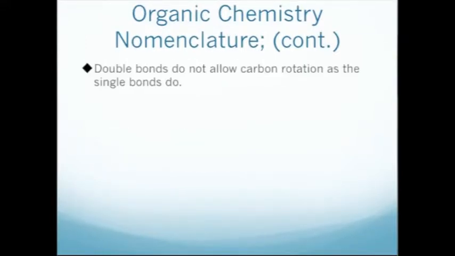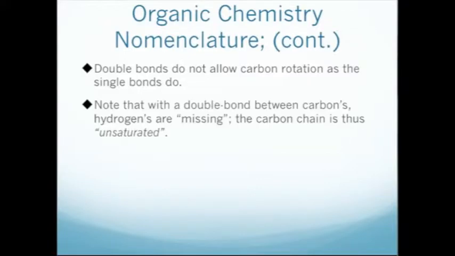Double bonds do not allow carbon rotation as a single bond does. The single bonded carbons can just rotate around in a 180-degree to 360-degree spin. But when there's a double bond, that spin is not possible. Also note, with a double bond, the hydrogens are missing, thus this carbon chain would be called unsaturated.